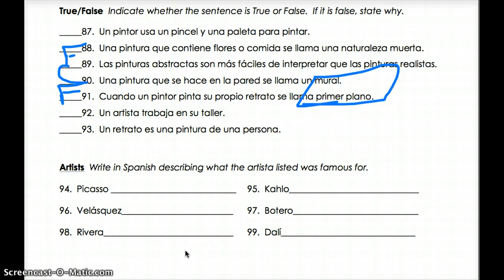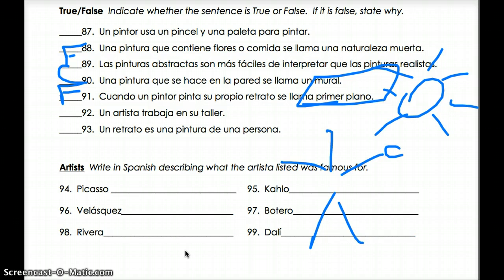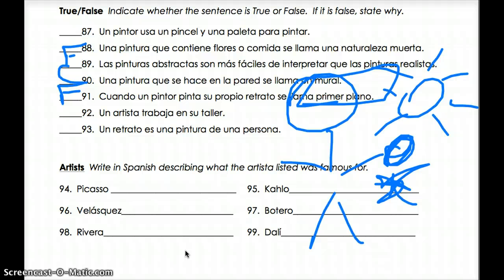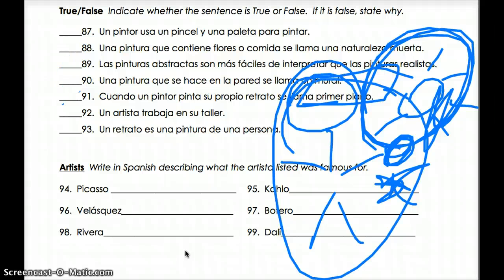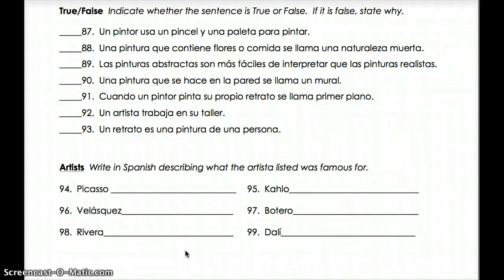The foreground is in this picture with the sun in the background and Billy standing up here at the front with flowers or a small baby held by the head. Who knows what that picture is of? The sun in the background, that's the background, el fondo, and Billy is up here in el primer plano, the foreground. Okay.